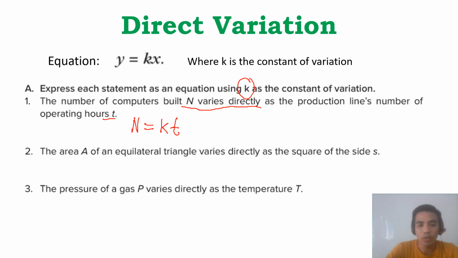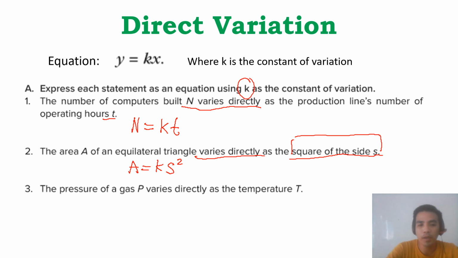Okay, number 2, the area A of an equilateral triangle varies directly as the square of the side S. Just write A equals k times the square of the side, that is S squared. So we have now this equation, A equals kS squared. Ganun lang ka-simple yung direct variation.